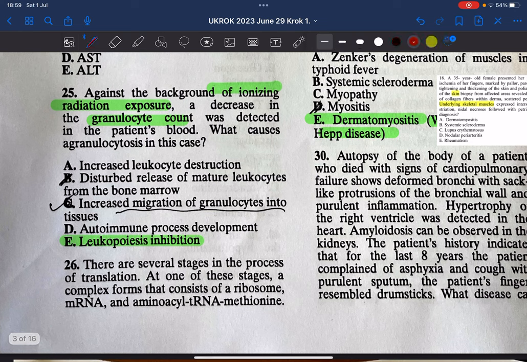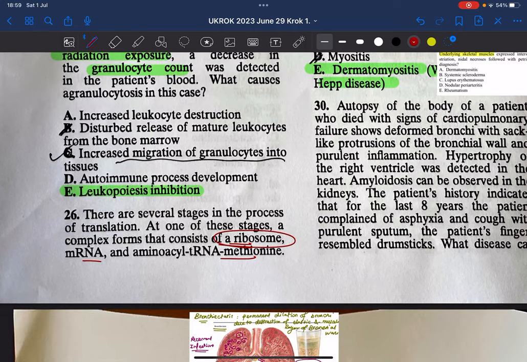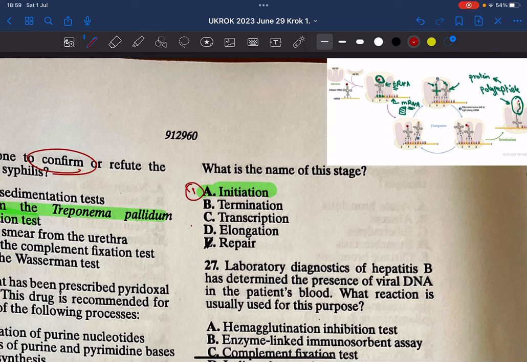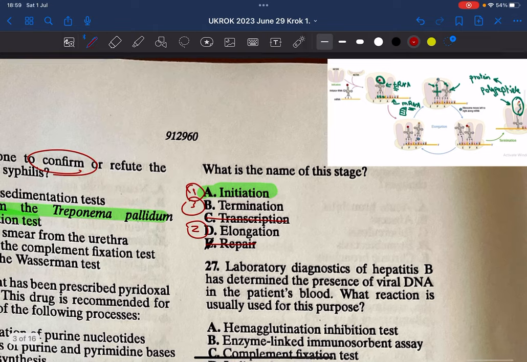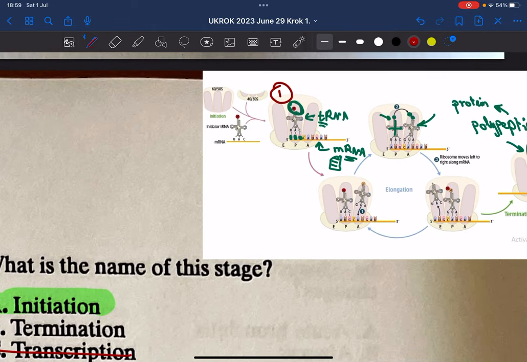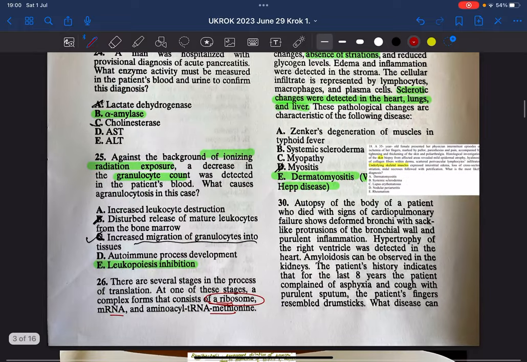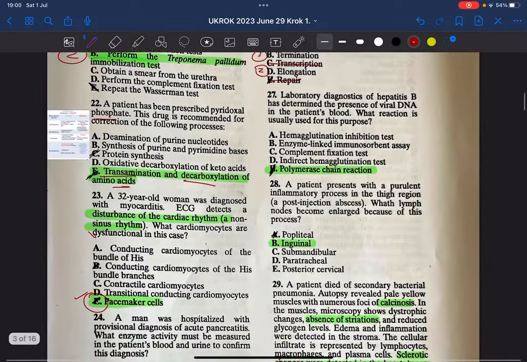There are several stages in the process of translation. At one of these stages, a complex forms that consists of ribosome, mRNA, and methionine. So if we speak about a ribosome, then we are already in the process of translation. The process of translation is first initiation, then elongation, and then termination. The first step is, of course, we get the mRNA, the ribosome, and then the tRNA. And as in the description of this question, they got the mRNA, the ribosome, and the tRNA with the first amino acid. Any protein we make from the process of translation, the first amino acid is always methionine. And in the question they said that methionine is first, so it means that we are in the initiation phase.